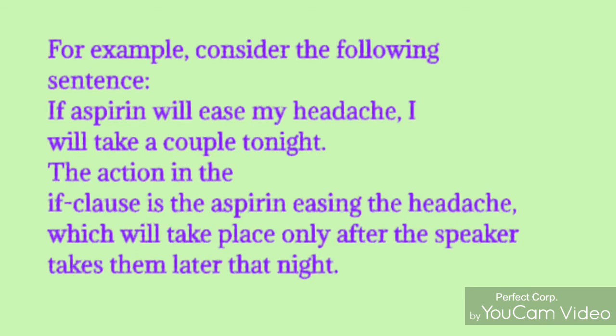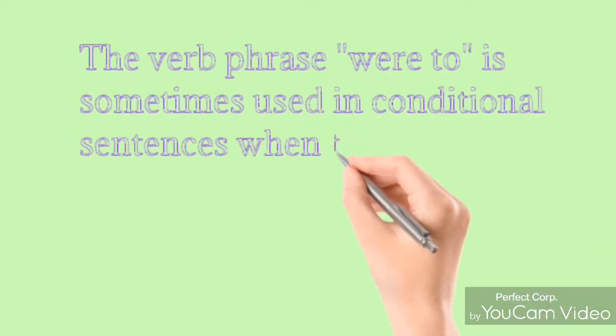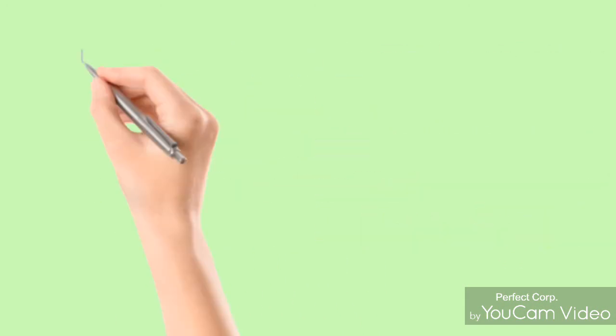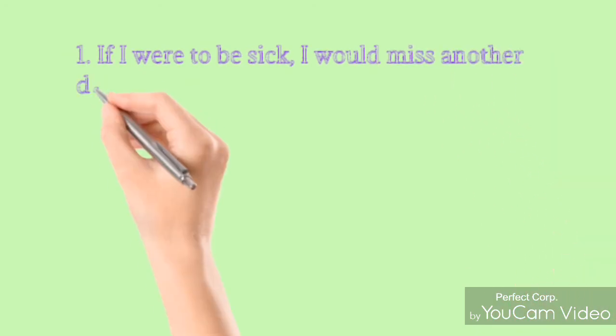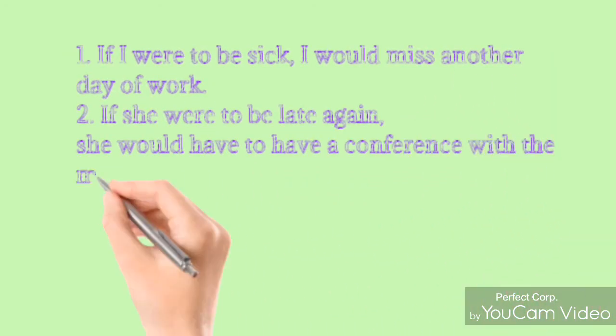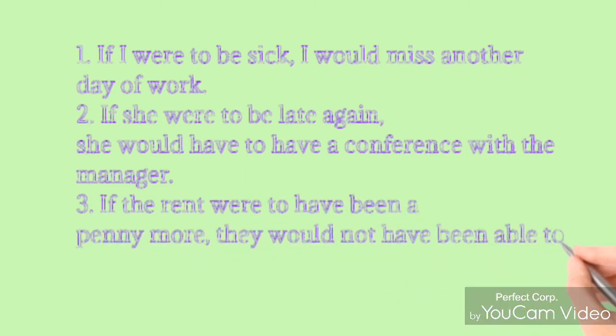The verb phrase were to is sometimes used in conditional sentences when the likely or unlikely result is particularly awful or unthinkable. 1. If I were to be sick, I would miss another day of work. 2. If she were to be late again, she would have to have a conference with the manager. 3. If the rent were to have been a penny more, they would not have been able to pay it.